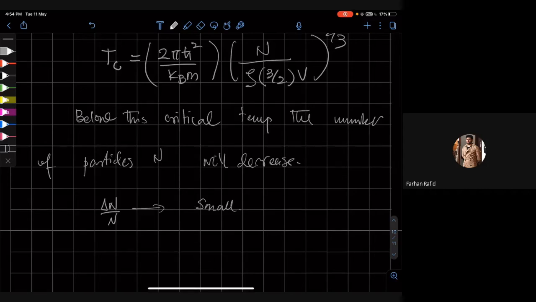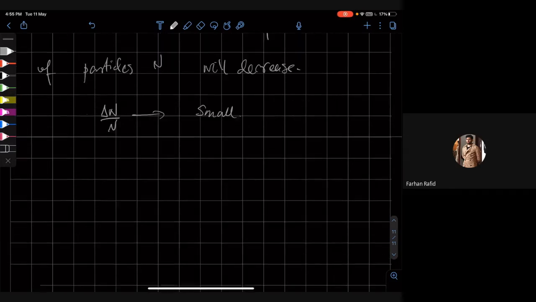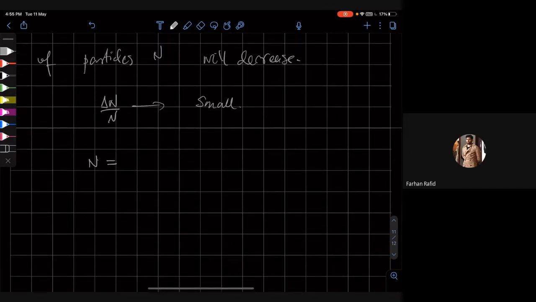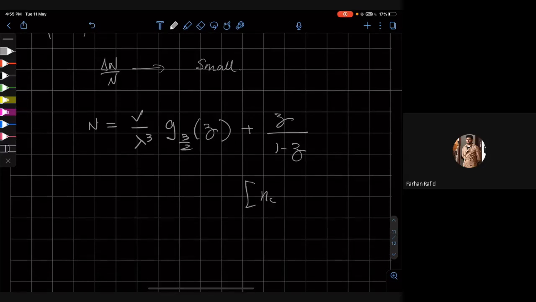And as we discussed before, what's wrong is that the occupation number of the ground state has not been taken into account. Now, if I do that, then the total number of particles, which is v by lambda cubed g 3/2 of z, now has this extra term. This comes from the fact that the occupation number of the vacuum is this.